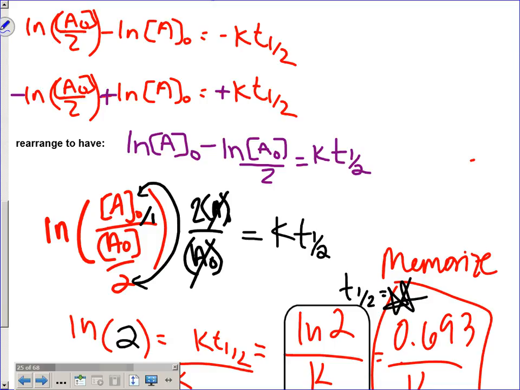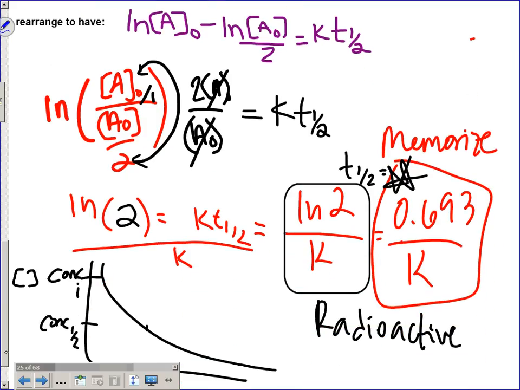So I was just trying to rearrange my ln information. So this 2 came to the top. A naught and A naught cancel each other out because they're both the same. And so that gave me ln of 2 is equal to kt. Well, then that's when I divided by my k on both sides. So then I got ln of 2 over k is equal to t1/2.